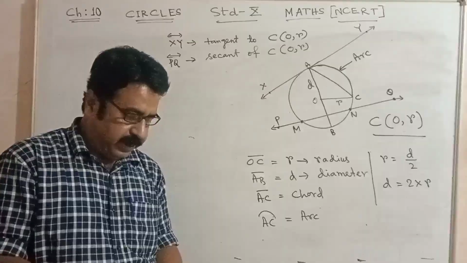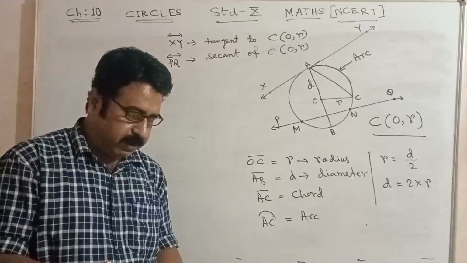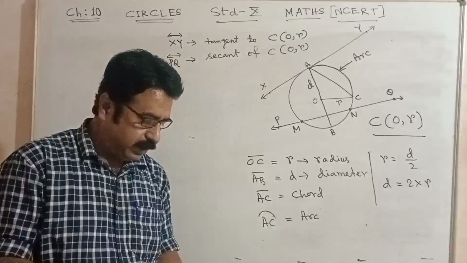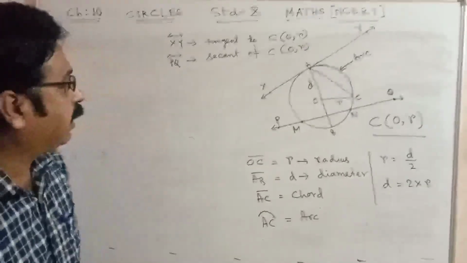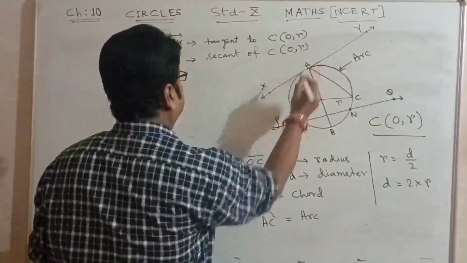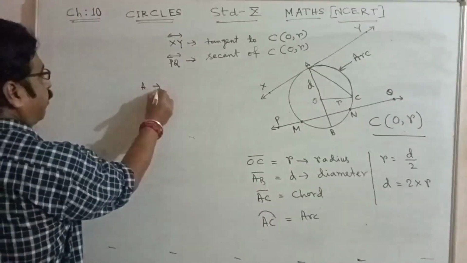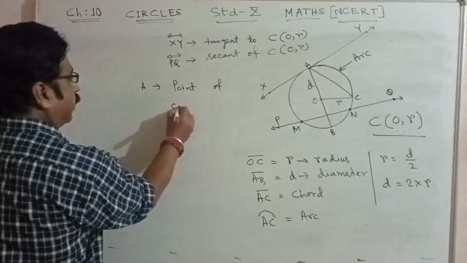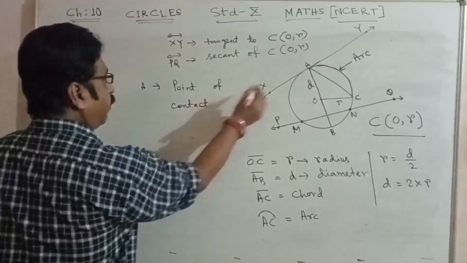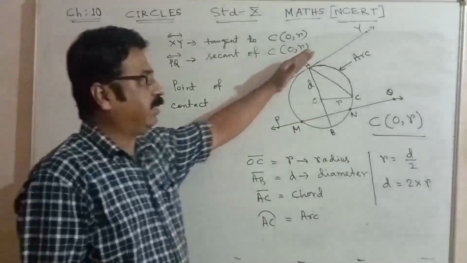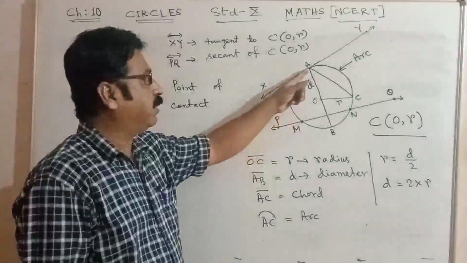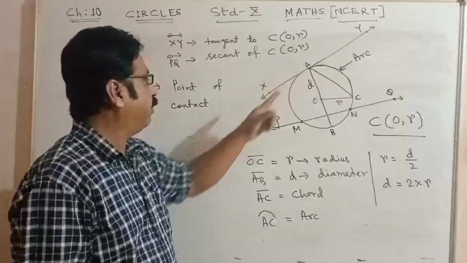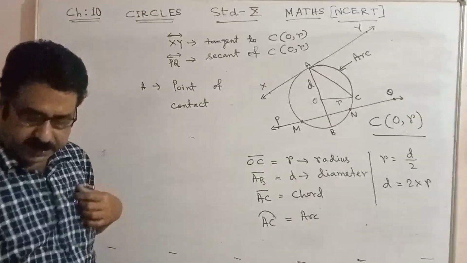The common point of the tangent and the circle is called the point of contact, and the tangent is said to touch the circle at this common point. So we can give the name, this A is called as the point of contact. This common point A of the tangent and circle is lying on the tangent as well as on the circle. This common point is called as the point of contact.